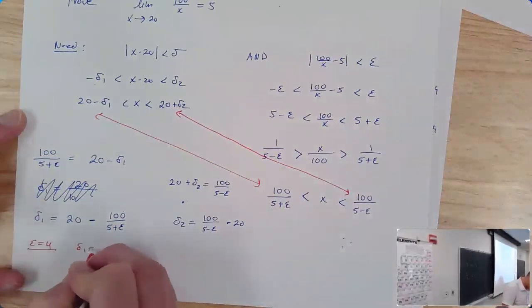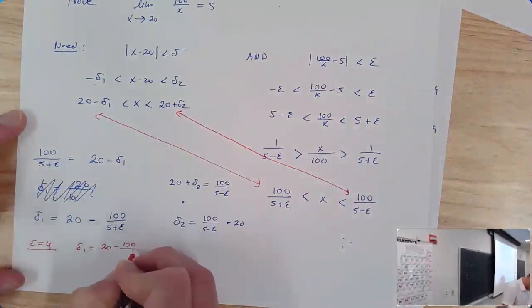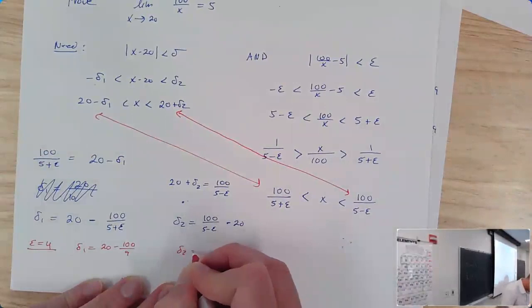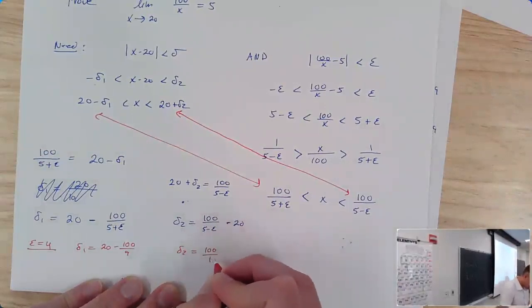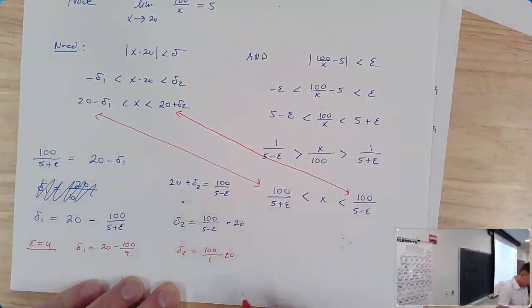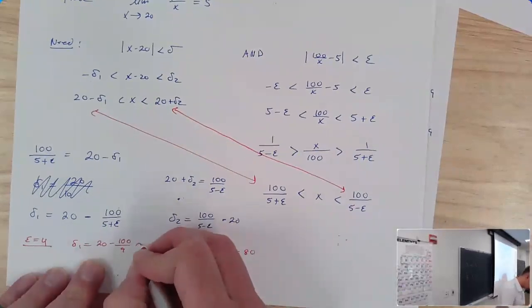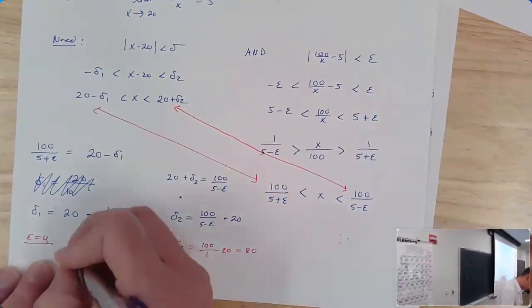then delta 1 equals 20 minus 100 over 9. I'm not thrilled about that, but fine. And delta 2 is 100 over 1 minus 20, which is 80. I'm pretty sure delta 1 is smaller because 20 minus a positive number is smaller than 80. Right? No question. I don't need to do any more work. I could. 100 over 9 is like 11-ish, so 20 minus 11-ish is 9-ish. But delta 1 is our smaller.